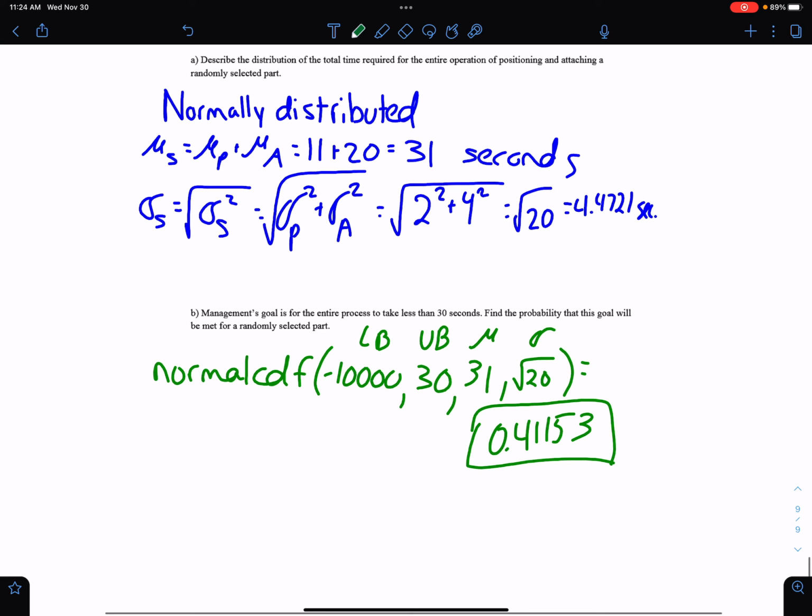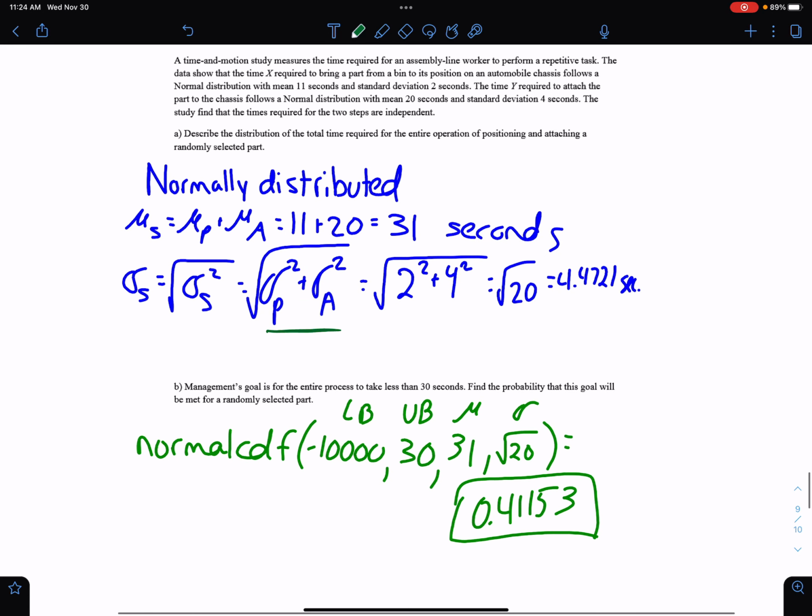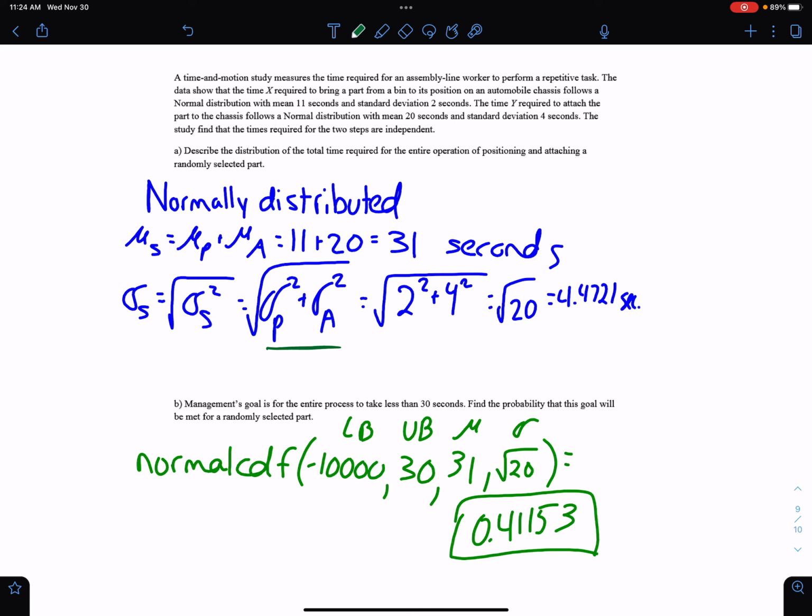And then here's the last one. Make sure you always add the variances together and then square root to find the standard deviation.